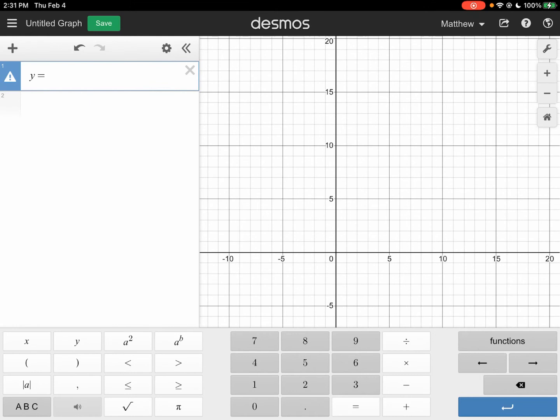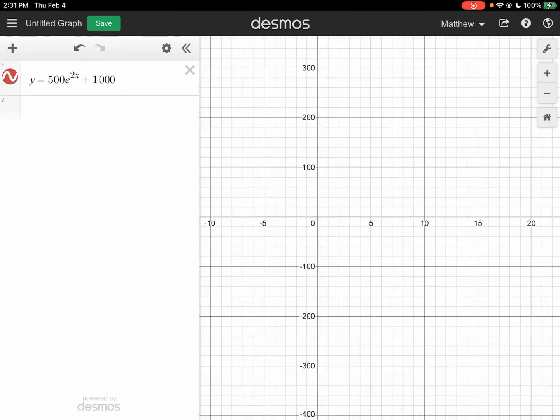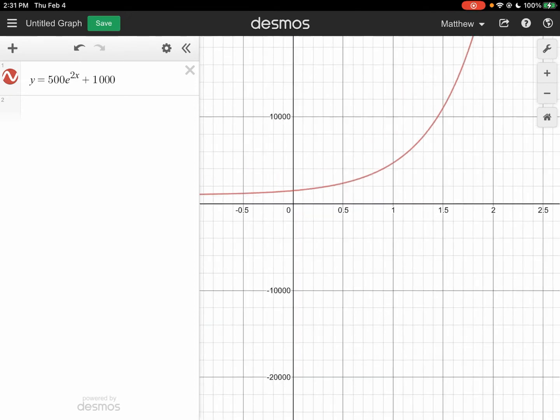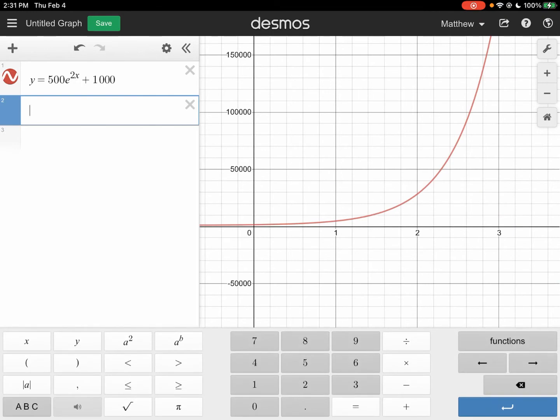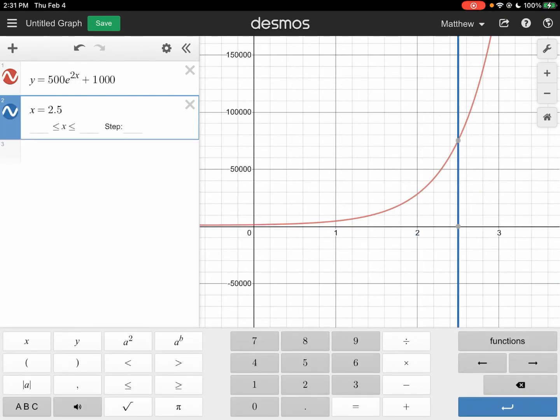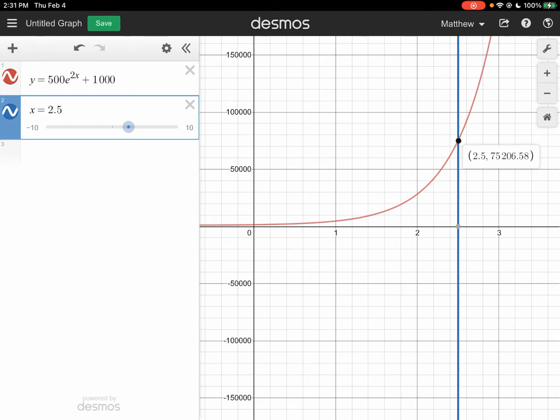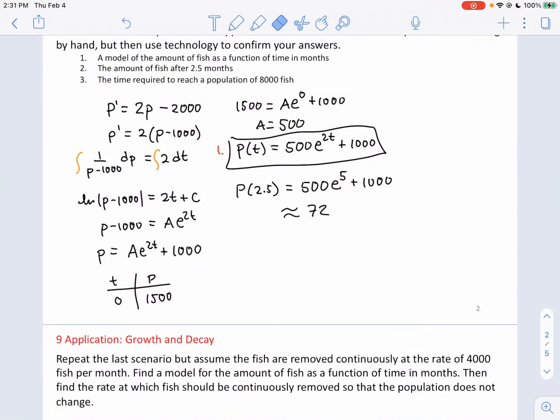Y equals 500 e raised to the 2x. There we go. Plus 1,000. Then we had to change our scale so we can see things better. And then we had x equals 2.5 and our figure right there. So 75,207. And this answers the second question.